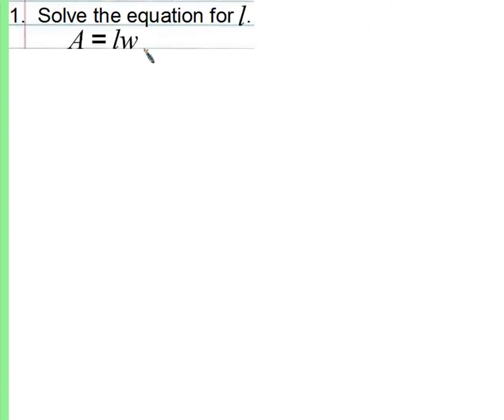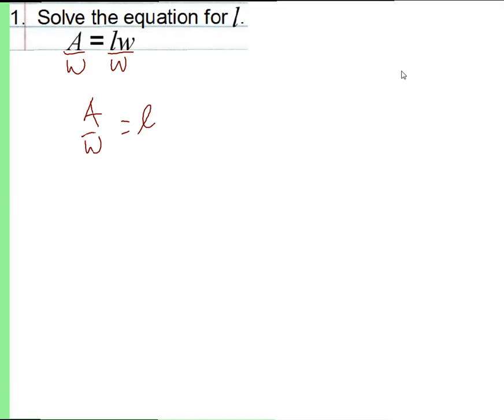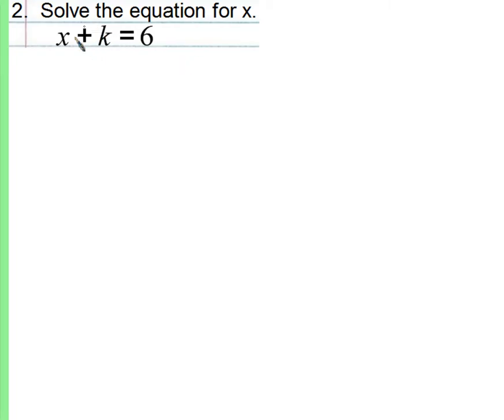Not too crazy. Trying to get L by itself. It's A equals L multiplied by W. We want to cancel out the W by doing what? Divide. So A over W equals L. Thank you. You're welcome. All right. So really simple. So X. Subtract K. X equals 6 minus K.